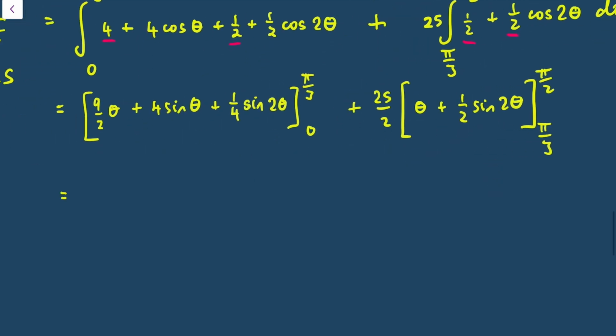Okay, so there we go. We need to now sub in our values here. And that's going to give me, if I sub in pi by 3 there, I'm going to get 27/6 pi plus 4 times by sine of pi by 3.